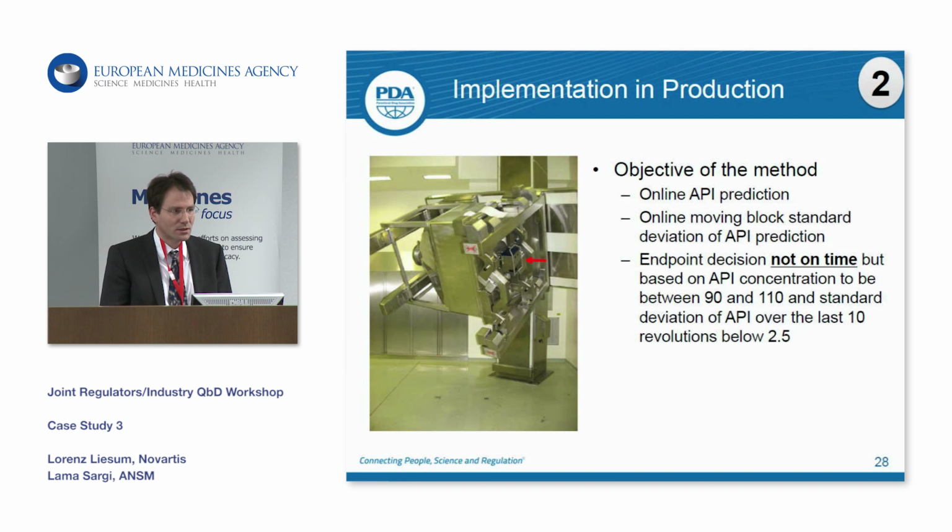And as a last step, we wanted also to make use of this method to control the blending process, meaning that we were relying our blending process no longer on the fixed time, but on the NIR signal. For that, we had 2 criteria. So the API concentration had to stay between 90 and 110%, and the standard deviation derived from the moving block standard deviation should be also below a certain threshold, which was determined on empirical data. When those 2 parameters were maintained for a certain period of time, then the blender was stopped automatically.